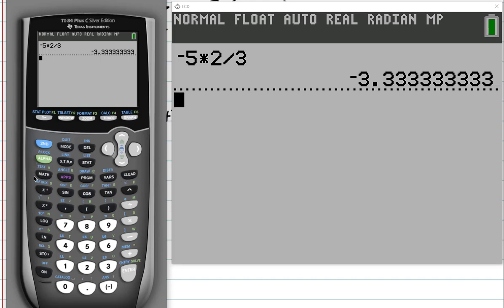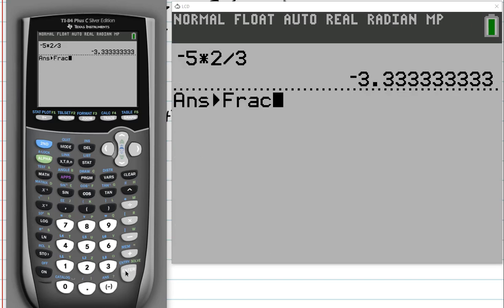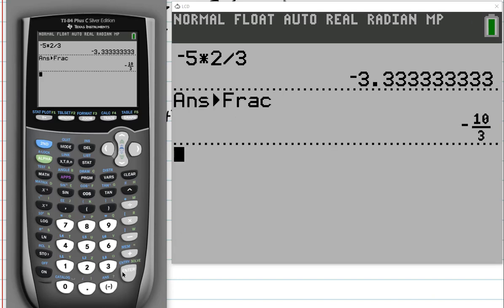If I click on the math button, notice that frac is highlighted, the 1 is highlighted. I can hit enter to accept frac, which means make this number into a proper fraction or into a reduced fraction. Tells me what it's going to do. Then I hit enter. Negative 10/3.